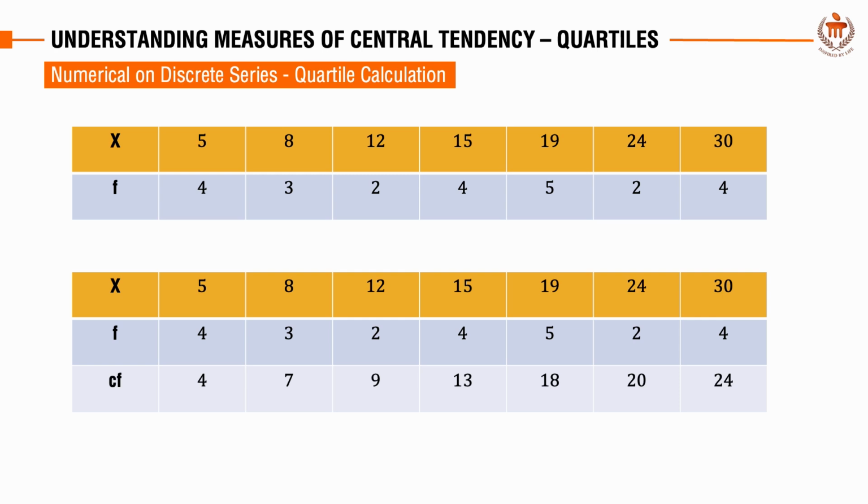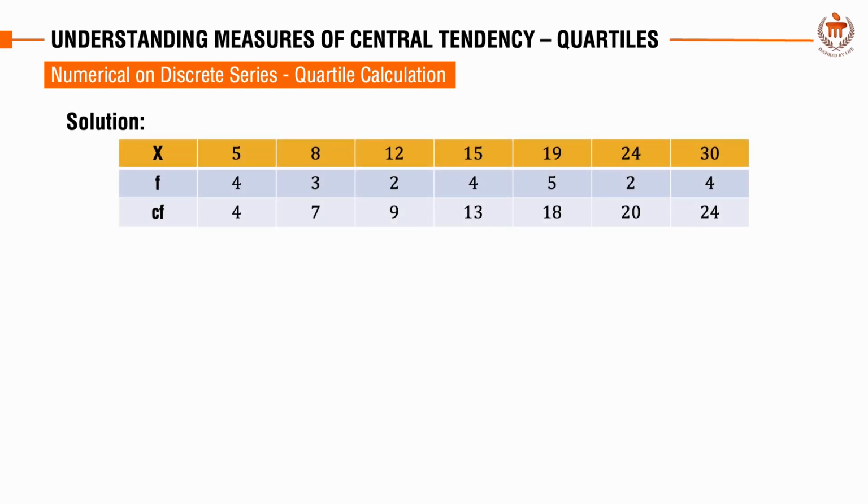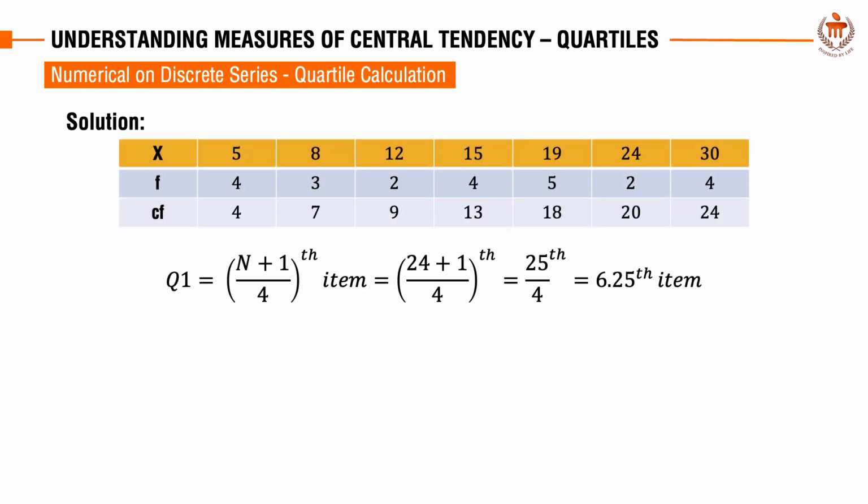Okay, and that X value, which is 8, is your lower quartile, not median. So here we are talking about quartiles. Once you find the cumulative frequency, n is 24. So 24 plus 1 would be 25. 25 by 4 is 6.25.